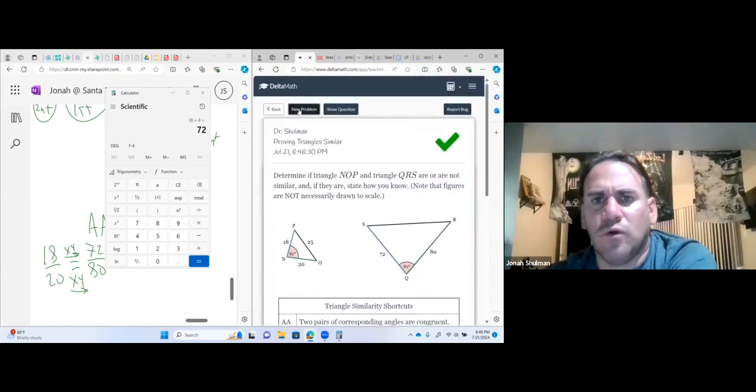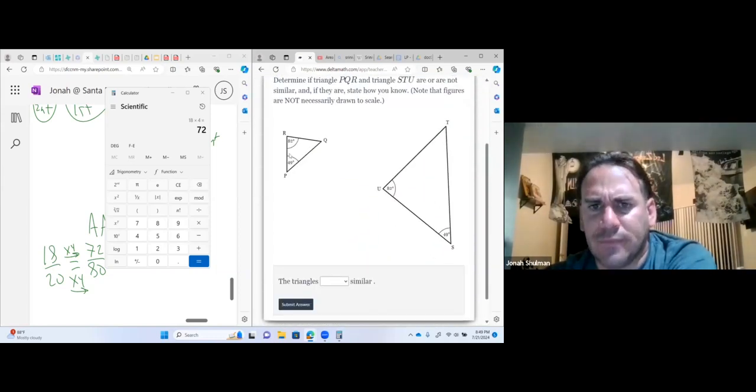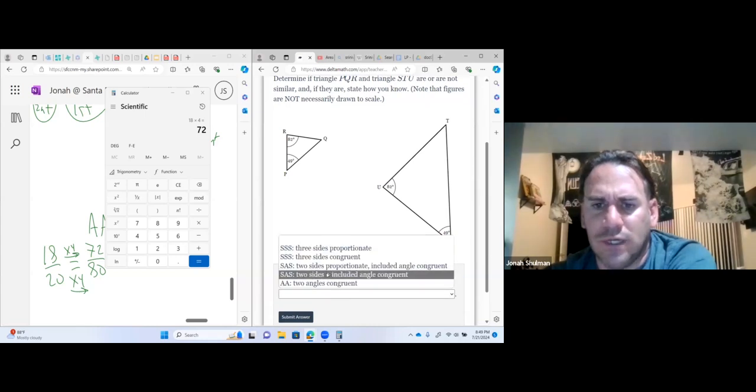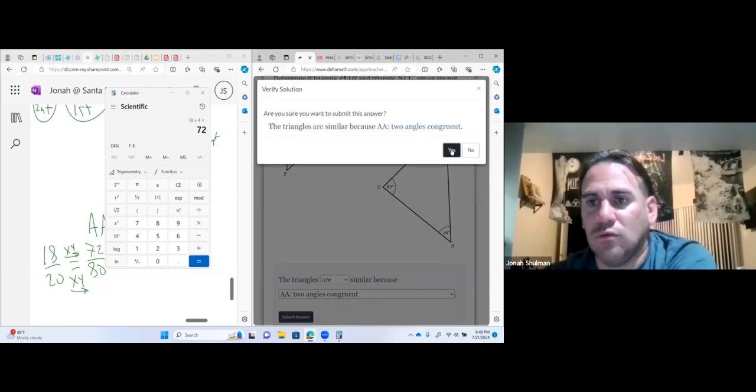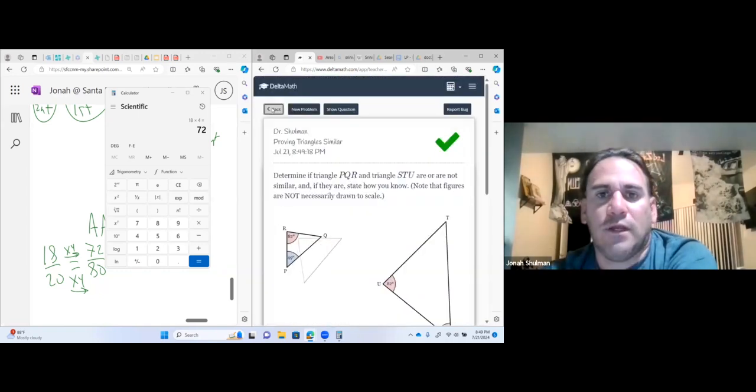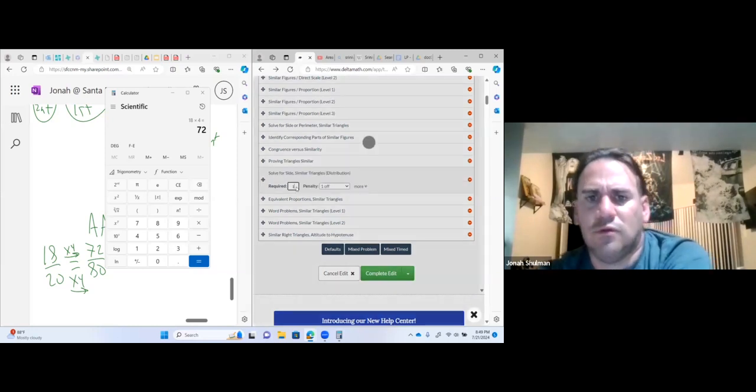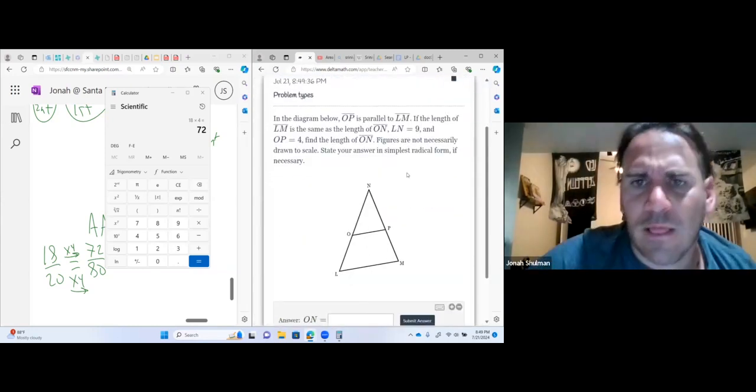All right, we should do one more. Because all you need is 2 angles, and that means the third angle has to match, which means they are the exact same shape. Move out of my way. All right, and here we go. We got a couple more.